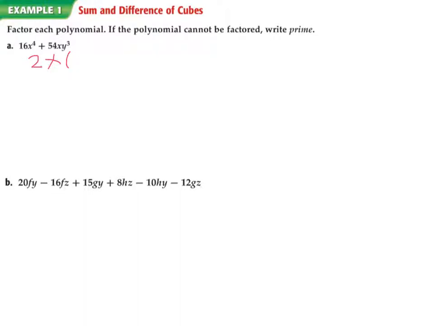And then what we're going to have left, we're going to write back on the inside. So we're going to have 8x cubed plus 27y cubed. And now we can see that 8x cubed and 27y cubed are both perfect cubes, so we can factor using the sum of two cubes.